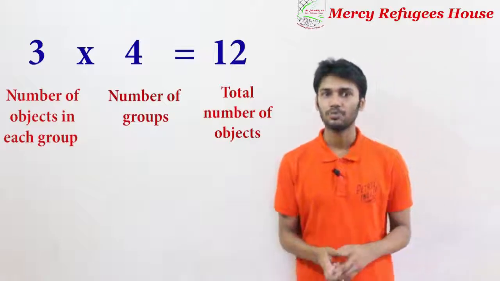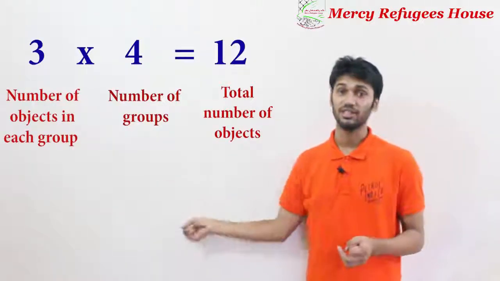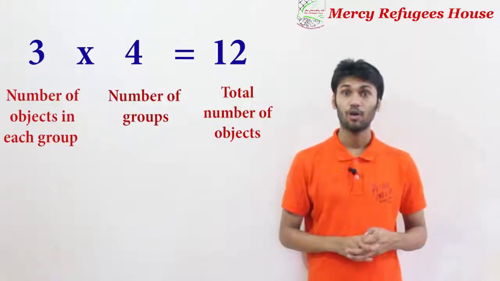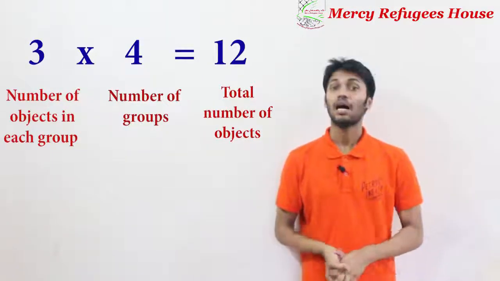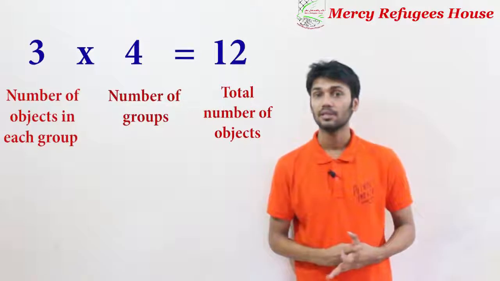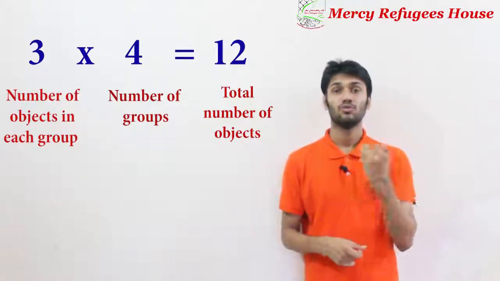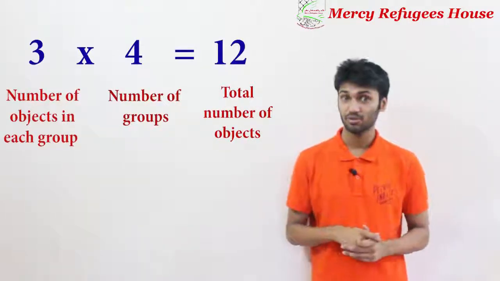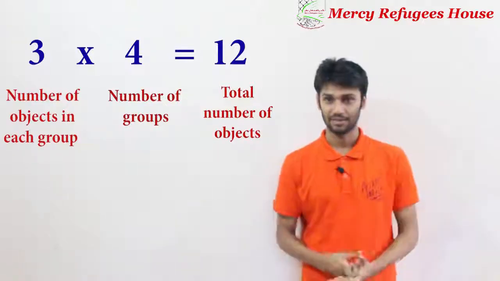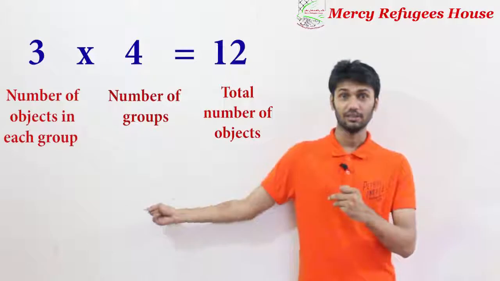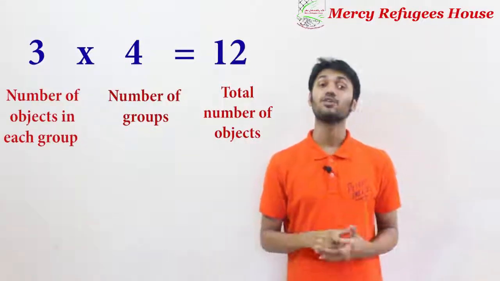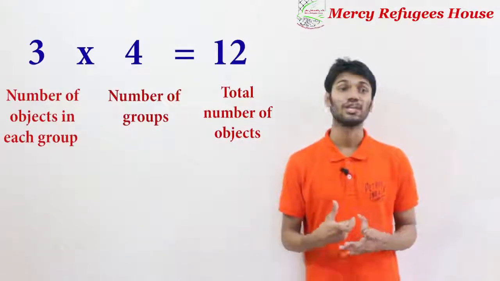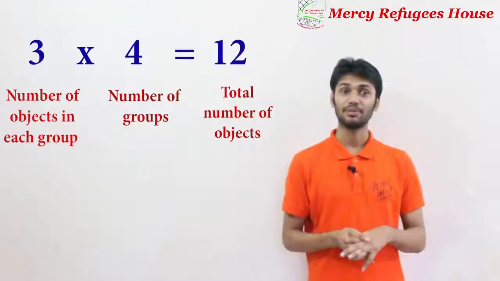So the number of objects, how many? Look at this 3. 3 is the number of objects in each group, or you could say this is the array. How many groups do you have? There are 4 groups. That means you have got 4 benches. So how many arrays do we have? We have 4 arrays. That means 3 multiplied by 4. Then we get the total number of objects we have. I hope you are pretty much clear.